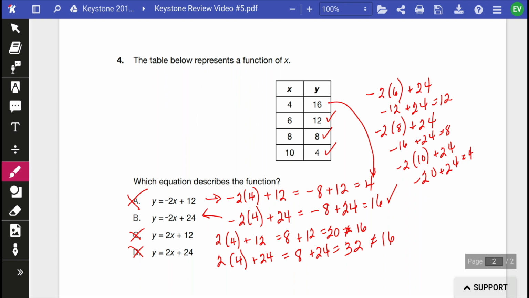In this case, it was easy because only one of them worked with the first ordered pair, the first set of numbers. But go back and double check. So in this case, B is the correct answer.